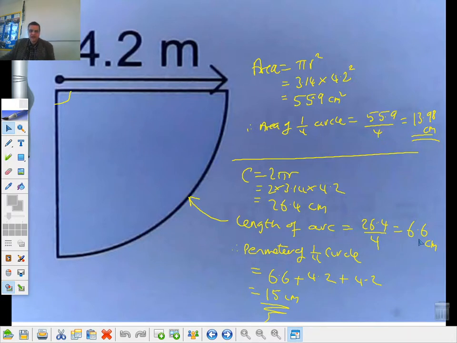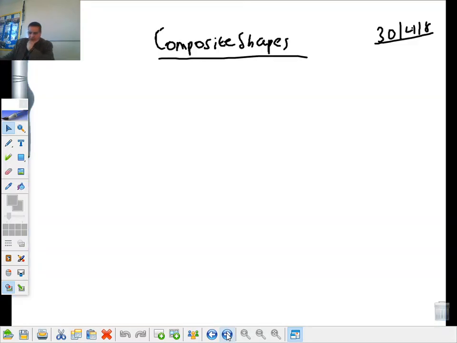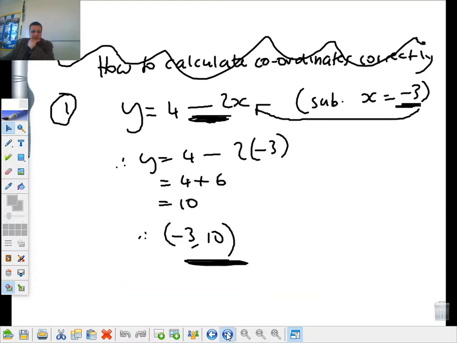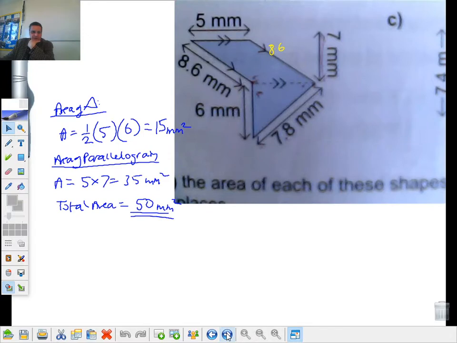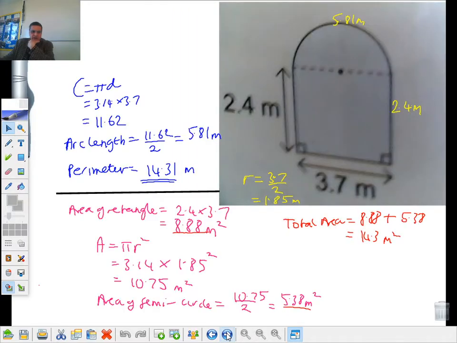Don't forget, like I said a few seconds ago, the perimeter will be 4.2 plus this 6.6 right there, plus another 4.2 to take us back home, and that should come to about 15 centimeters around that shape. What's next? Composite shapes. Well, I've not set up too many of these. Oh, there's one. It's not very tidy though. I don't like it. I might do another live question. Oh, let's just do that one.